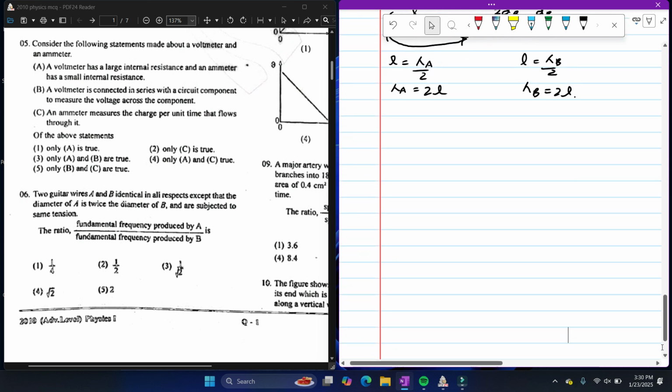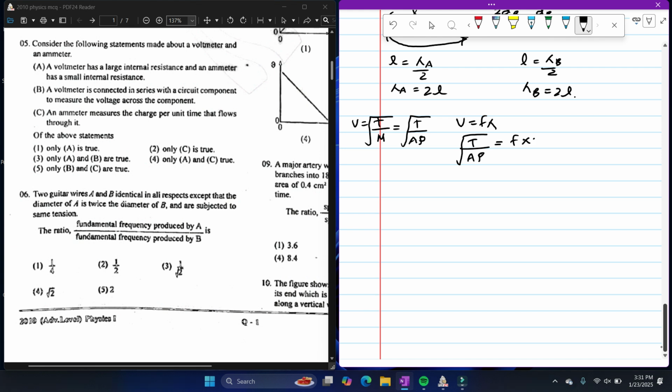And so we know the very common equation that V equals F lambda, and we know that V equals root of tension divided by mass per unit length, and this mass per unit length can be written as A rho. Okay, and so I'll substitute that part here. Lambda F is F itself into 2L. So we'd better write this for the two strings.